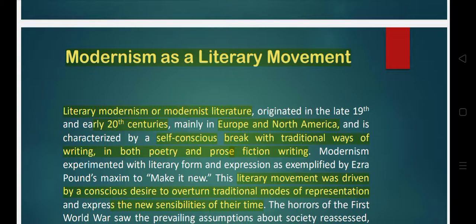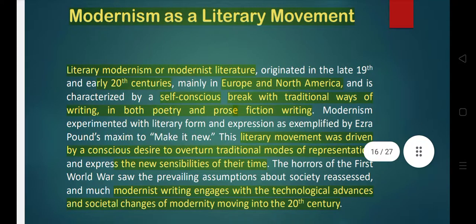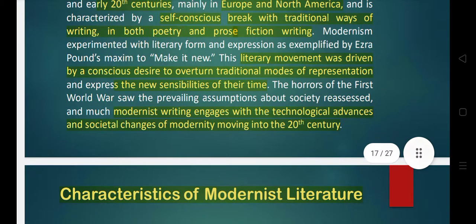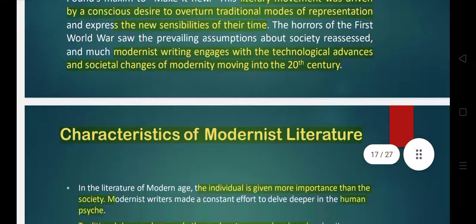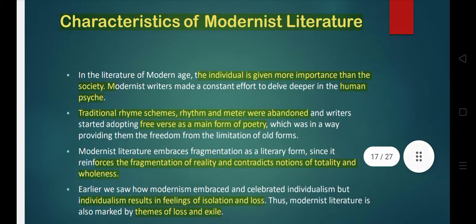Now we will discuss modernism as a literary movement. So literary modernism or modernist literature originated in the early 20th century, mainly in Europe and North America, and it is characterized by a self-conscious break with traditional ways of writing, both in poetry as well as in prose and literary movement. This was driven by a conscious desire to overturn traditional modes of representation, and it expressed new sensibilities of their time. Modernist writing engages with technological advances, scientific inventions, and societal changes of modernity.